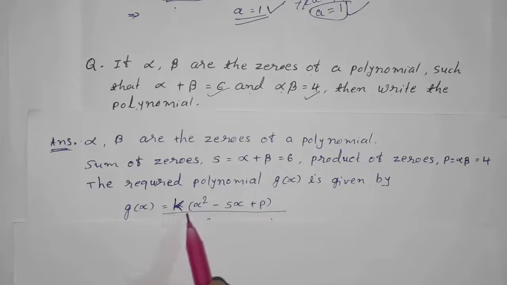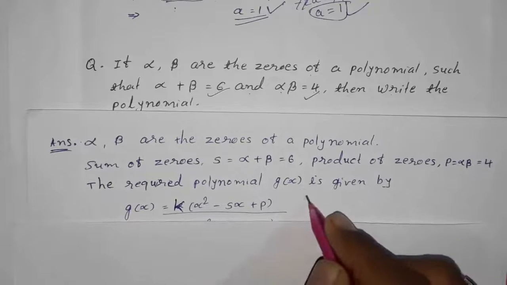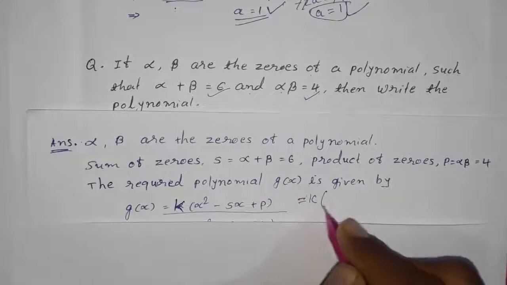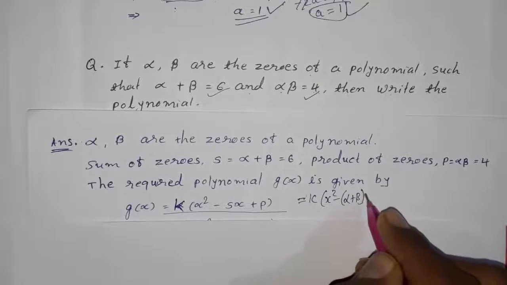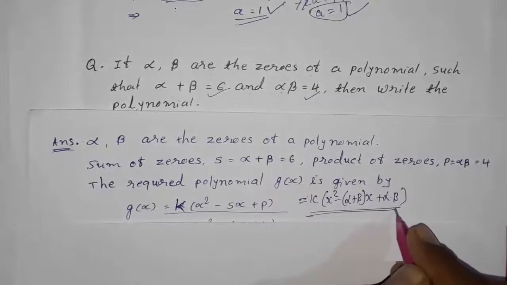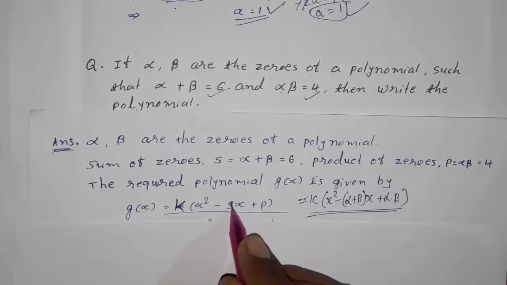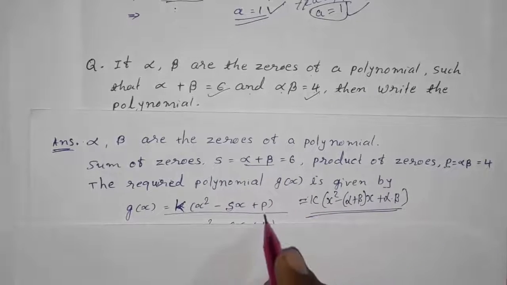Sometimes in board, if you are not putting k directly, you are taking x square minus sum into x plus product. Then also I written in shortcut, you can write down like this also, k into bracket x square minus alpha plus beta into x plus alpha into beta. Both are same, but I had written s on the place of sum. On the place of product, I had written p.